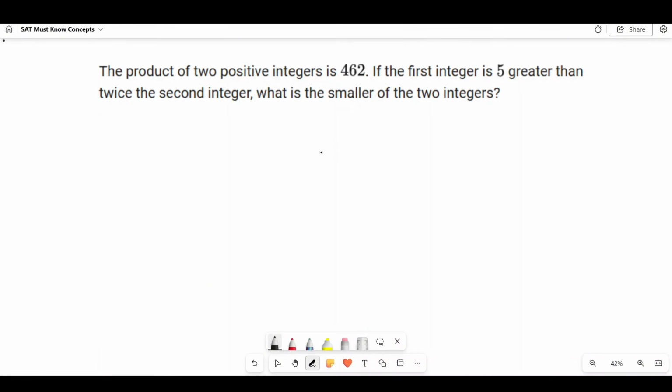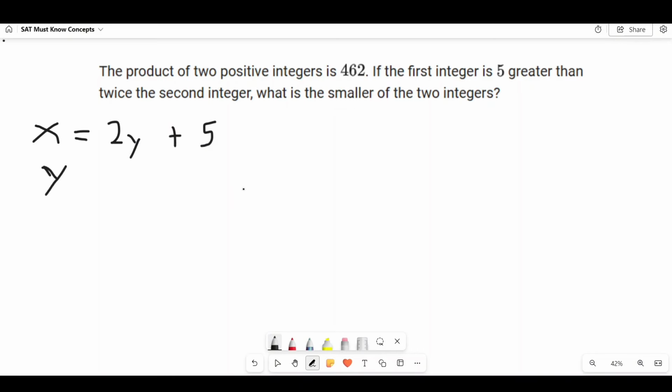The next problem asks us what is the smaller value of two integers whose product is positive and equal to 462. And they're saying the first integer is 5 greater than twice the second integer. So how about we set up two variables? Let's make x the greater one. So x will be equal to 2 times y plus 5, and y will just be the smaller value that we're going to look for. By doing this, it allows us to have only one variable that we're solving for, which is y.